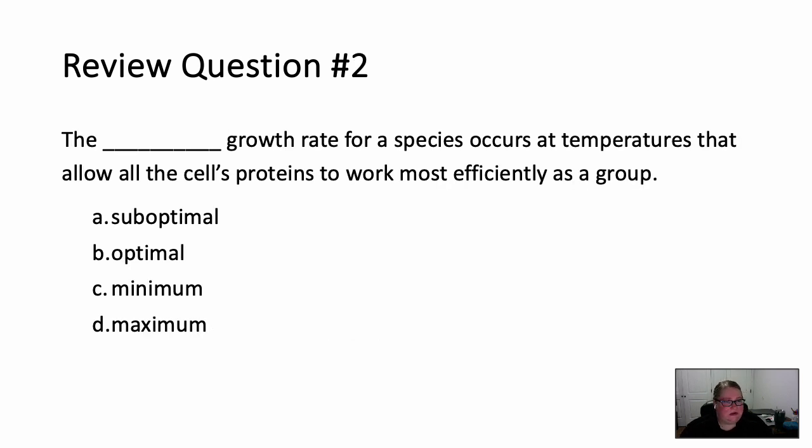Okay, review question number 2. The blank growth rate for a species occurs at temperatures that allow all the cell's proteins to work most efficiently as a group. Is the answer A, suboptimal, B, optimal, C, minimum, or D, maximum? Take a second, pause the video, see if you can find the answer. I will say that this is more of a vocabulary question. We've talked about this a little bit in class, but if you don't remember, that's okay too. So take a second, pause, see if you can find the answer.